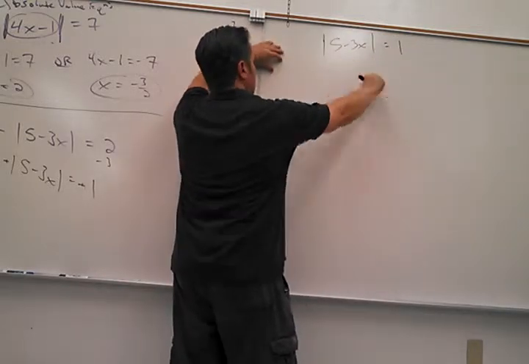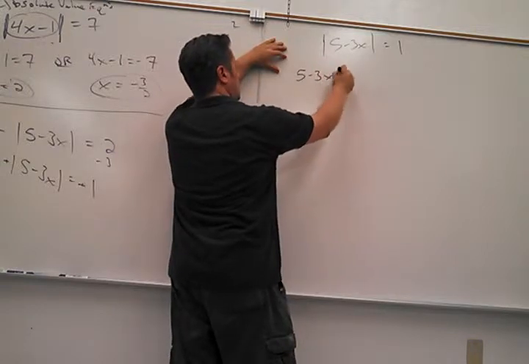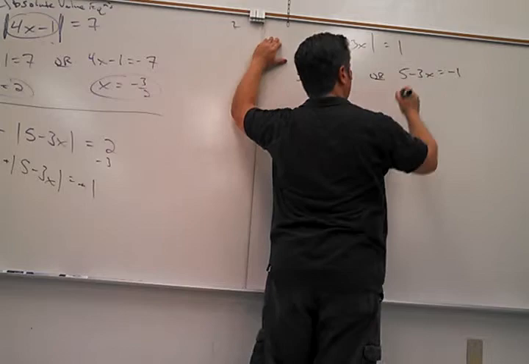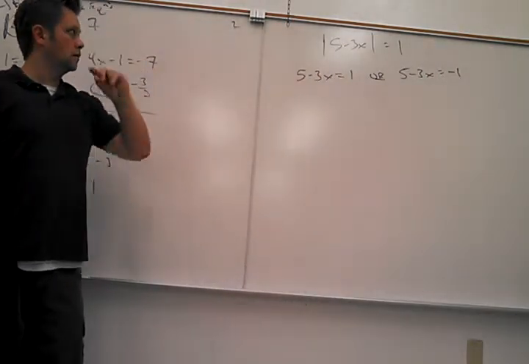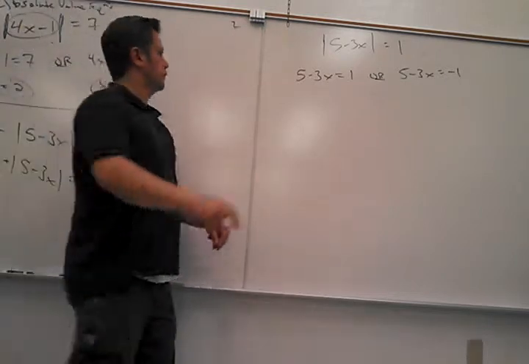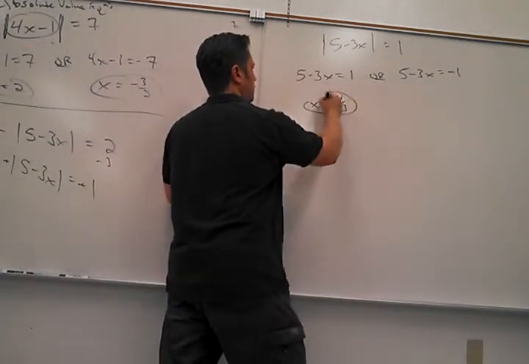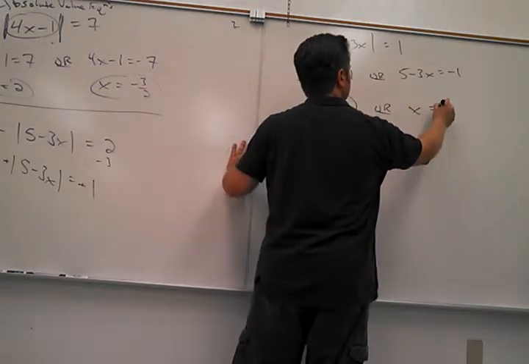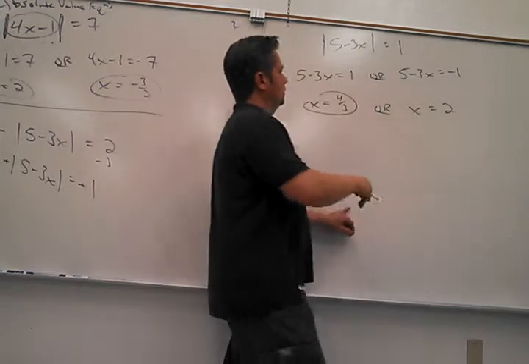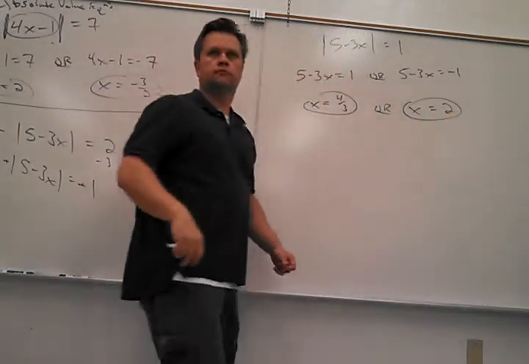So what's the next step here? 5 minus 3x equals 1. 5 minus 3x equals -1. I like it. Cool. And now you just solve those. Right? Subtract the 5, divide by the -3, or subtract the 5, divide by the -3. Cool.